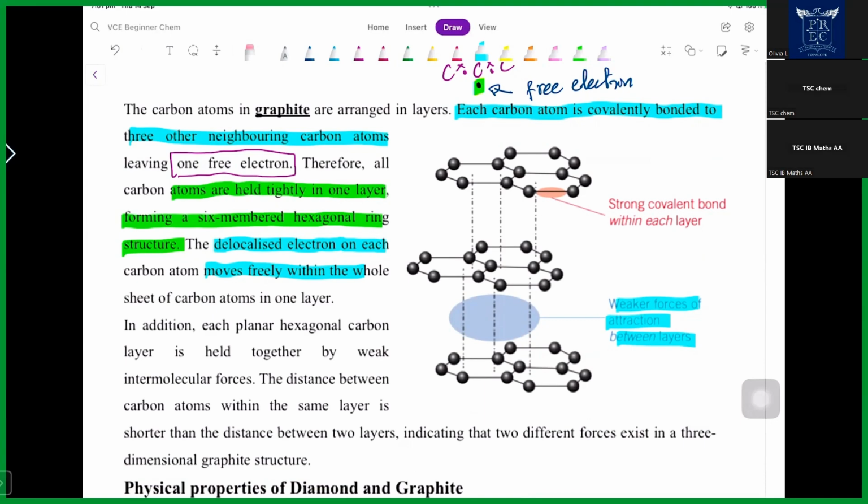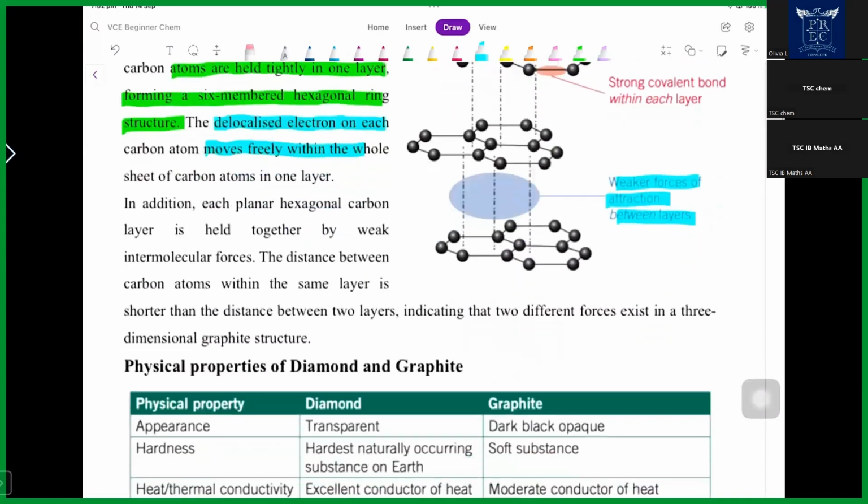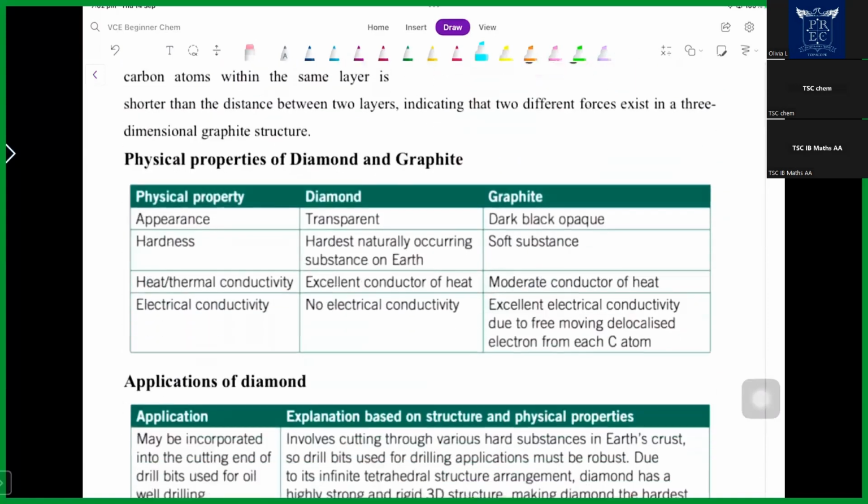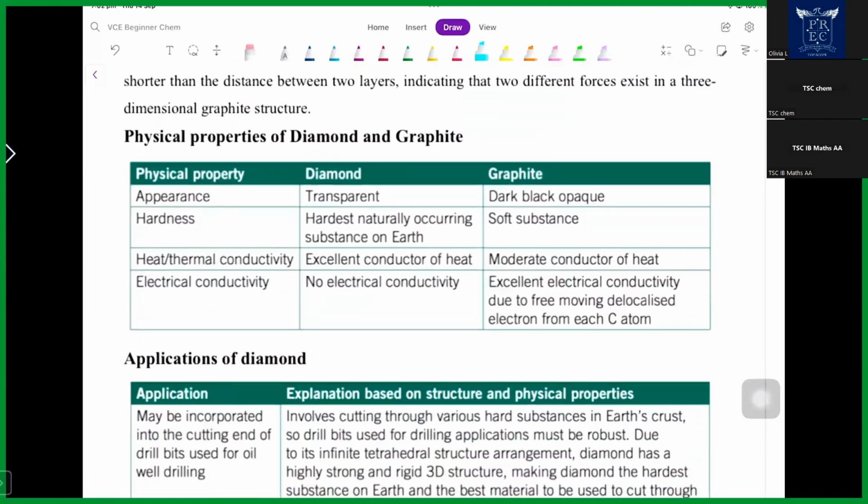Do you know where we can find graphite? Pencil. Yeah, it's pencil lead. Your pencil lead is your graphite. In terms of appearance, diamond is transparent. It is transparent because of that tetrahedral structure.